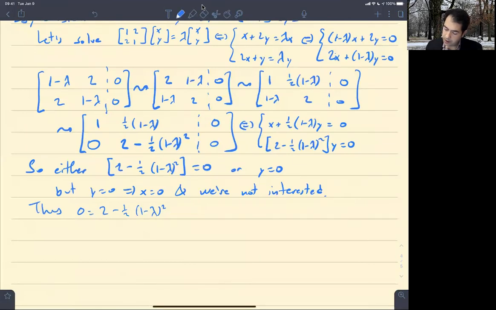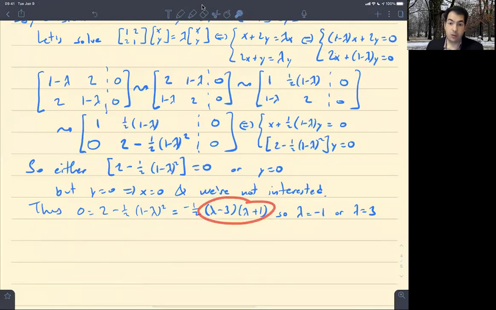Now here, this you can factor. I'll just tell you what you get. You factor this, you get minus 1/2 lambda minus 3 times lambda plus 1. So lambda is equal to minus 1, or lambda is equal to 3. Right? And of course, this is easy to factor, because if I pull out a minus 1/2, then this gets replaced with a minus 4, and then I have a difference of squares, and so then it's easy to work out. Okay, so these are our two possibilities.